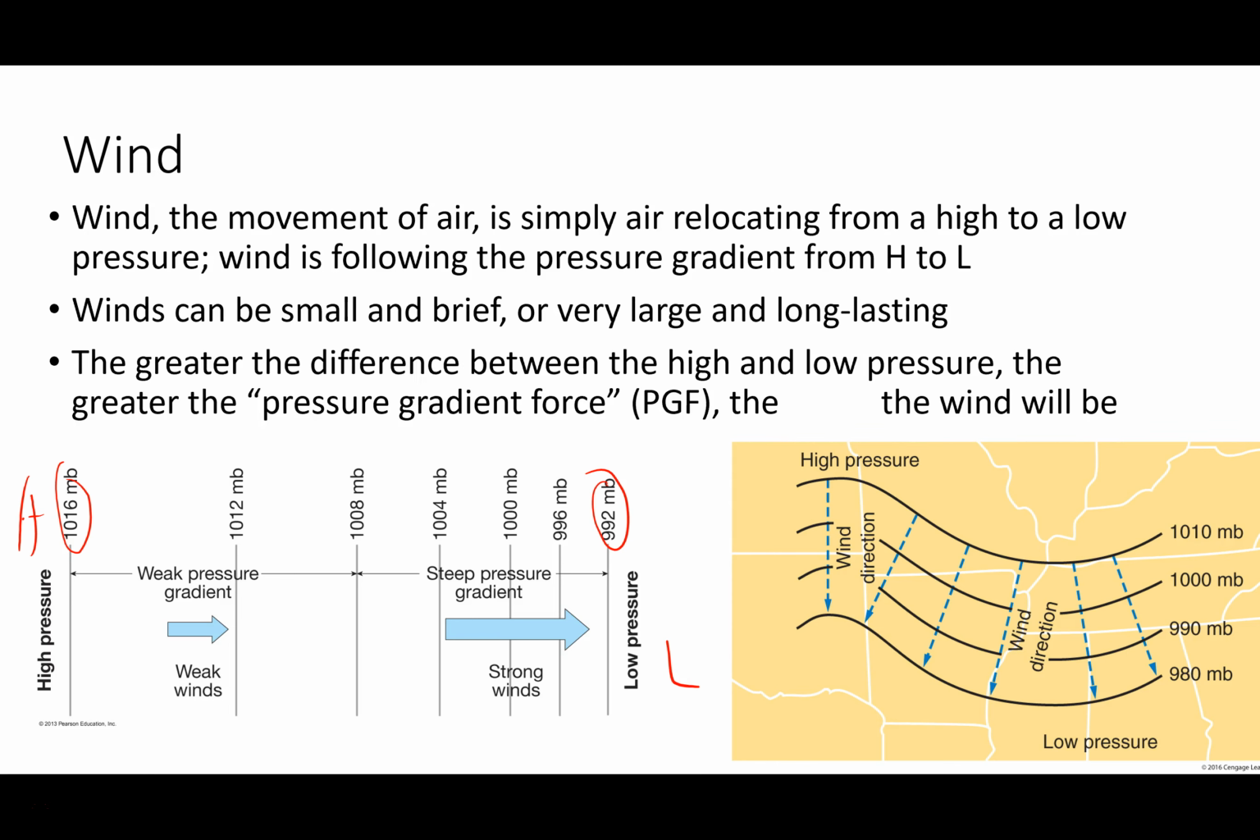Like I said, the greater the difference, so the closer those isobars, the closer those lines marking different pressures, the steeper the pressure gradient force and the faster or stronger the wind. And that goes back to the previous map we looked at, where the central lows are nice and tight. The highs aren't much like a bullseye. They're kind of blobby and far apart.